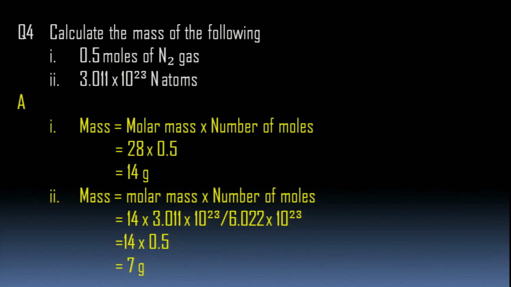Atomic mass of nitrogen is 14. You remember? 2 atoms of nitrogen N2 means 28 into 0.5. You have 14 grams. Mass is 14 grams.